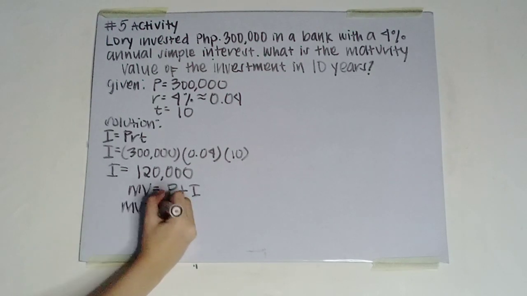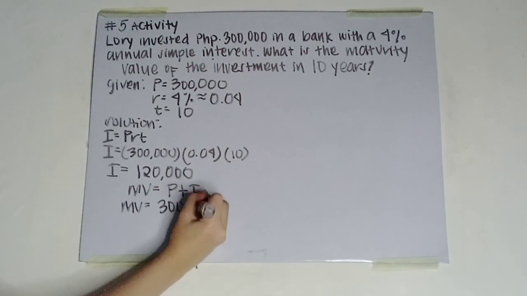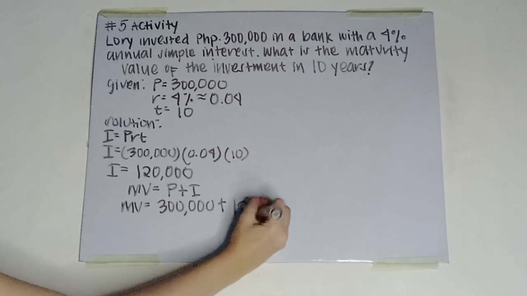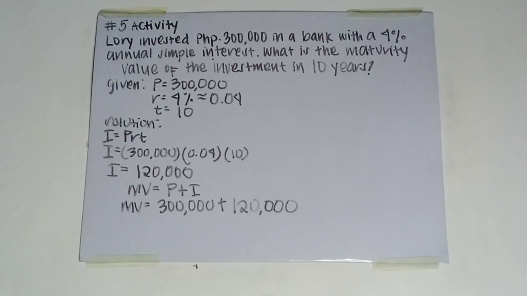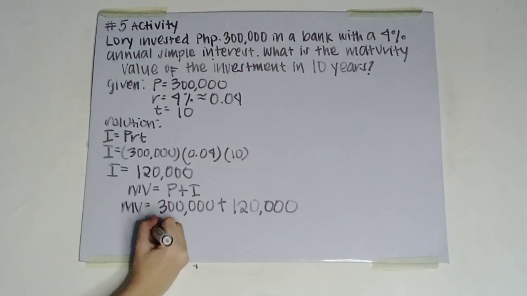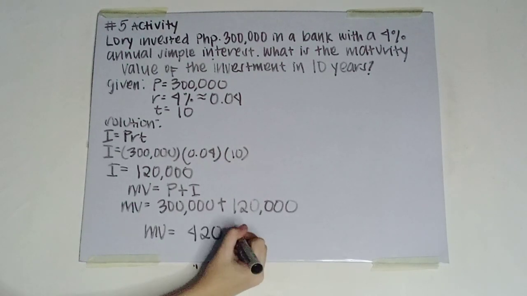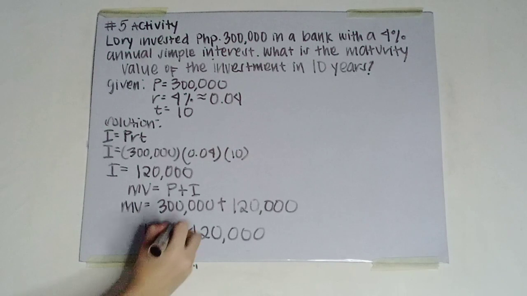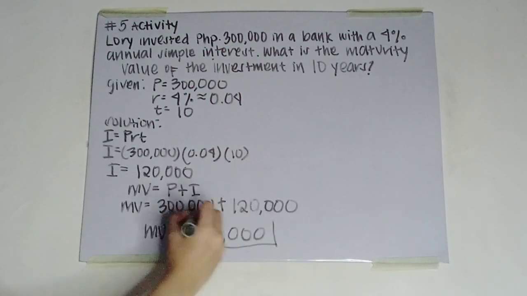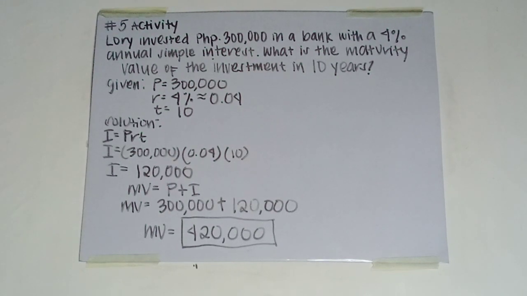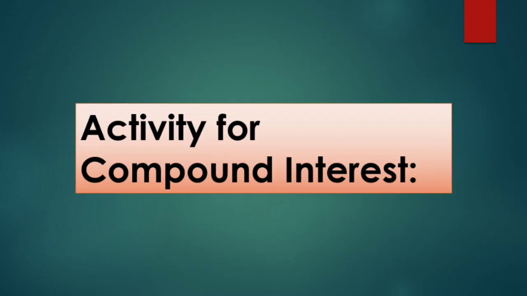So MV equals 300,000 pesos plus 120,000 pesos is equal to 420,000 pesos. So again, the maturity value of the investment in 10 years is 420,000 pesos. Okay, and I give you an activity for compound interest. Answer it and we will check it after 5 minutes.